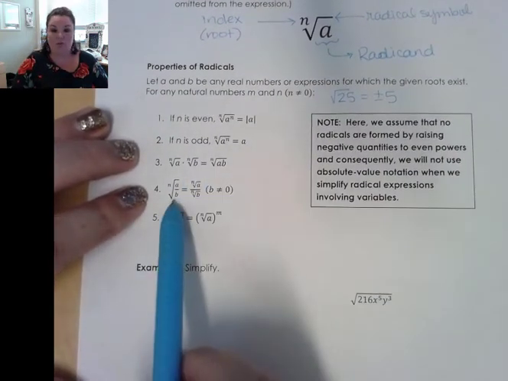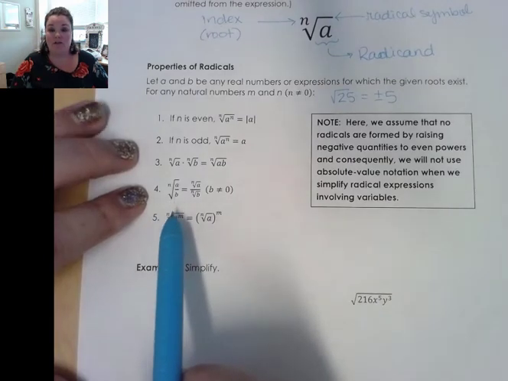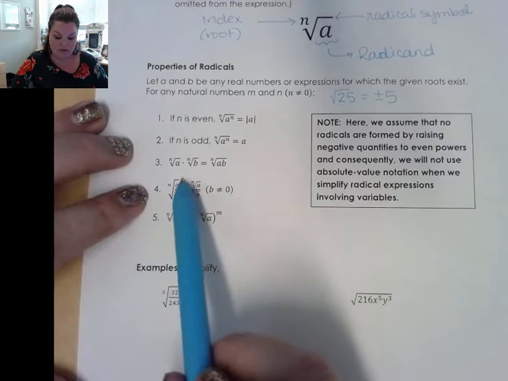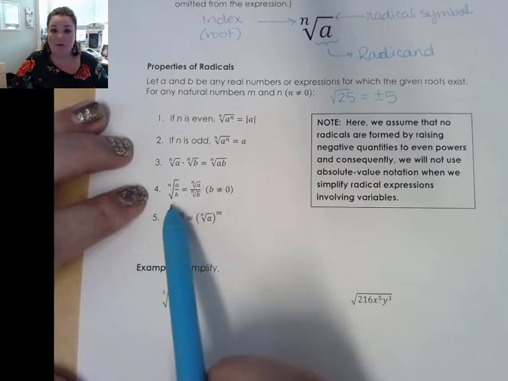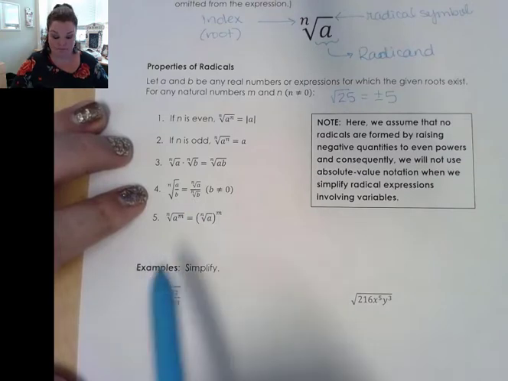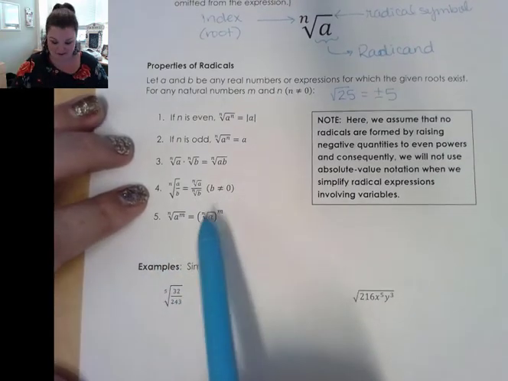The same thing is true when we're taking a radical expression that involves a fraction. We can look at it as the root of the entire fraction, or we can simplify it by looking at the root of the top and the root of the bottom, obviously where the bottom's not 0.